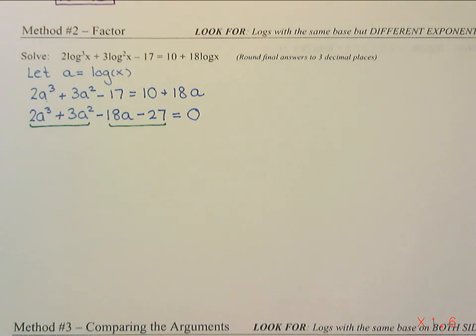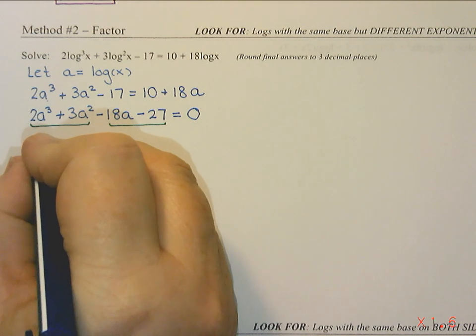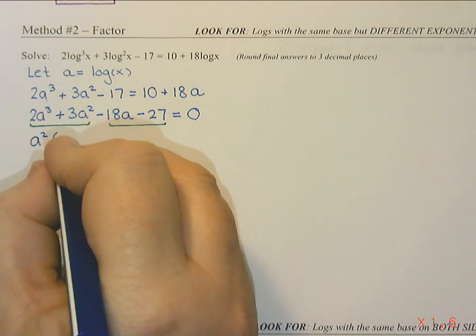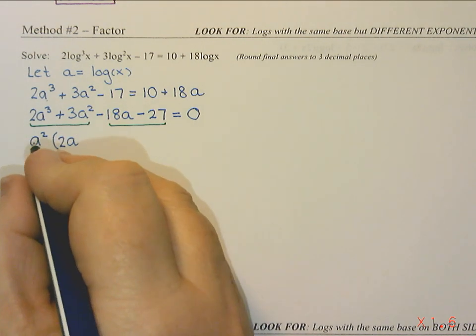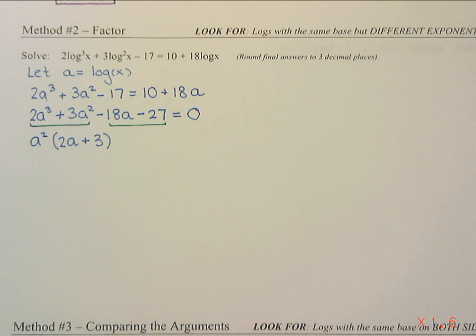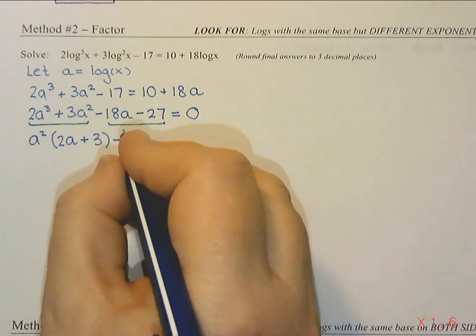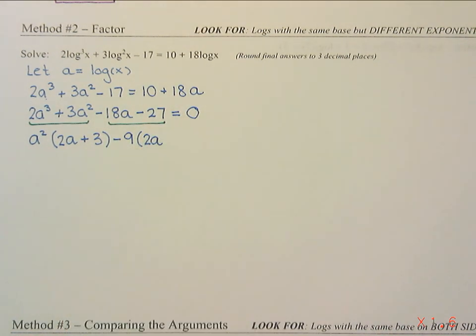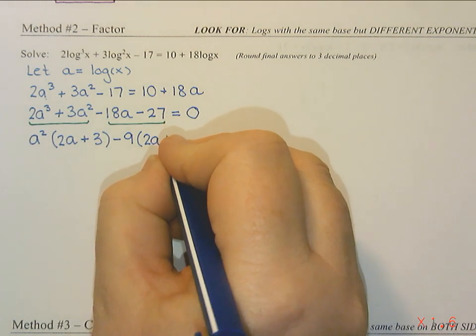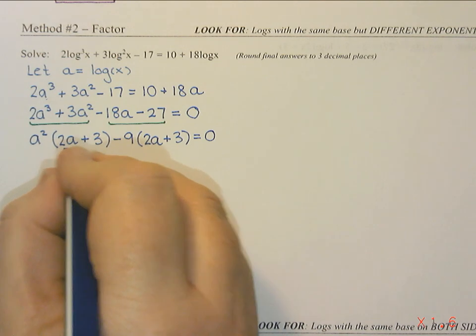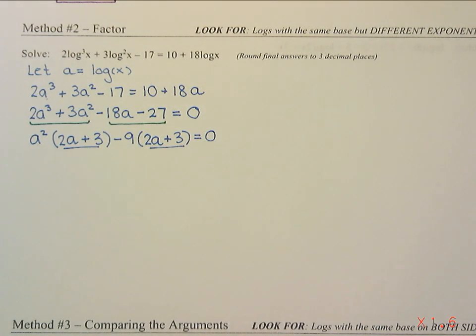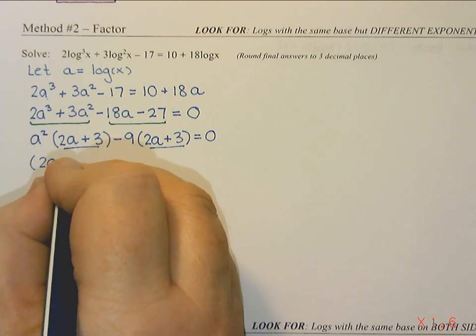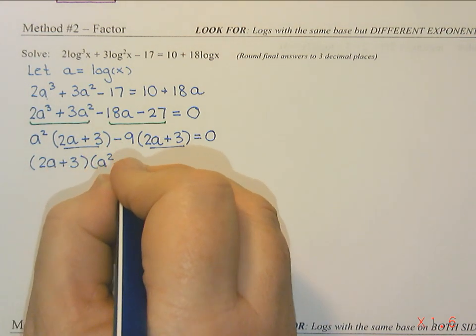Okay, 2a cubed plus 3a squared. They do both divide by a squared, right? I would have to multiply a squared by 2a to get 2a cubed. I would have to multiply a squared by 3 to get 3a squared. All right, I always take the sign that's in between. 18 and 27 both divide by 3, but we can actually go a little bigger. They both divide by 9. So what would I multiply 9 by to get negative 18a? 2a. What would I multiply negative 9 by to get negative 27? Positive 3. So factoring by grouping obviously is going to work because these 2 brackets came out to be the same. So this is going to be 2a plus 3 and then a squared minus 9.